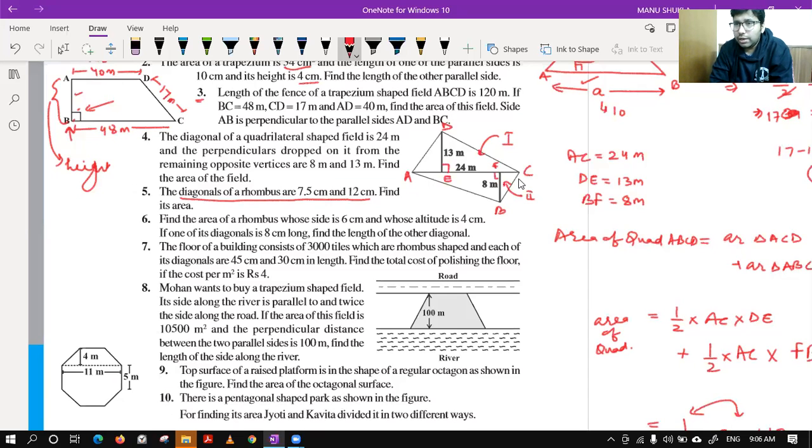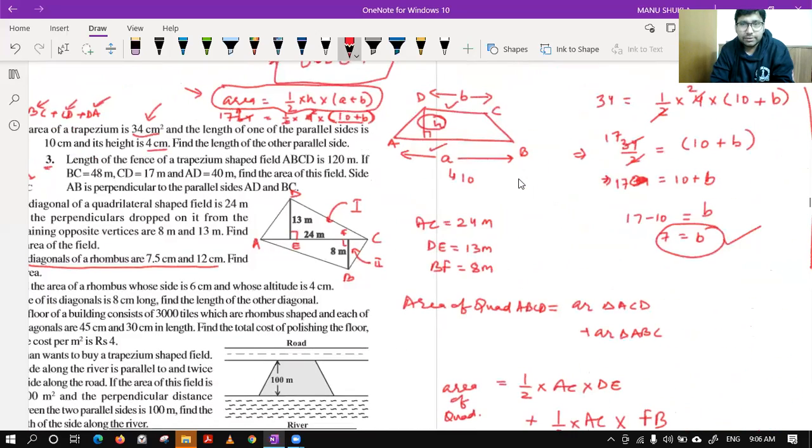Do you know any formula which can help you to find the area of a rhombus if the length of diagonals is given to you? Ananya has written the formula. Others, please tell. Have you seen any formula? No. Okay. For that, let us write.